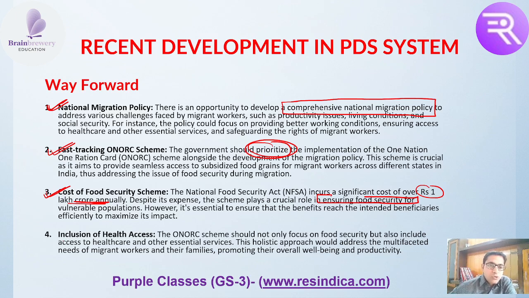Then inclusion of health access. The ONORC scheme should not only focus on food but also include healthcare. Healthcare means if they have a One Nation One Ration Card, they can also utilize essential services wherever they are going. So this card should be based on the multifaceted needs of the migrant workers. If they are going anywhere, with a single card they can get all the services like education, ration, healthcare, whatever the basic needs are.